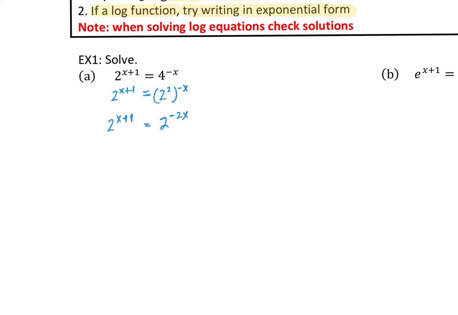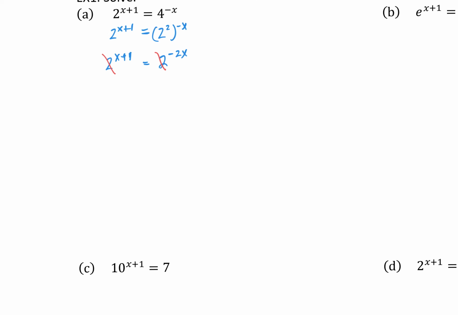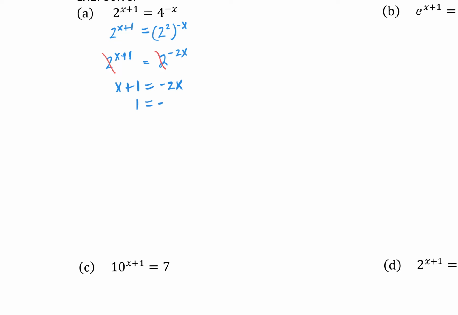Same base, cancels. I get x plus 1 equal to negative 2x. Let's see, I am just going to subtract x from both sides and then divide by the negative 3 to get negative 1/3.